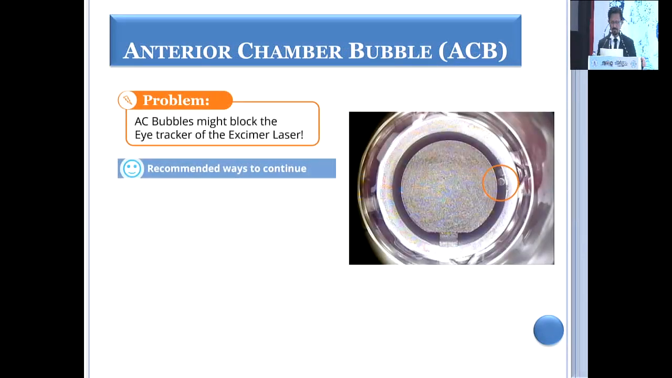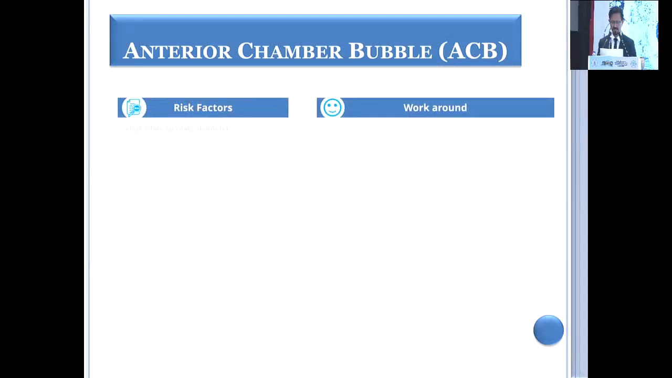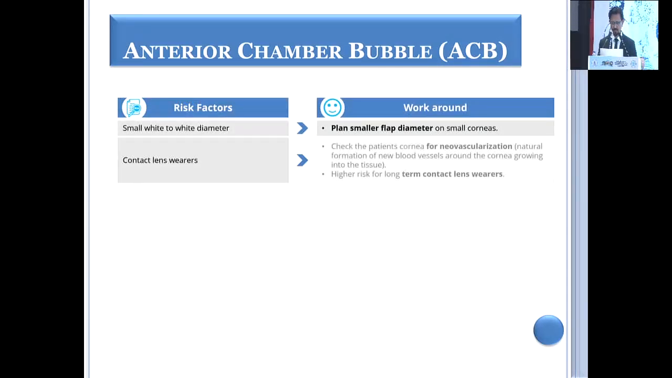And if you have a bubble in the anterior chamber, then in that case, people put off the tracker and do it. That is one way of doing, but that may not be the most ideal way of doing it. The best thing is that you can wait for a few hours, and once the bubble becomes a little smaller and your tracker starts working, then you can do it with a better result.